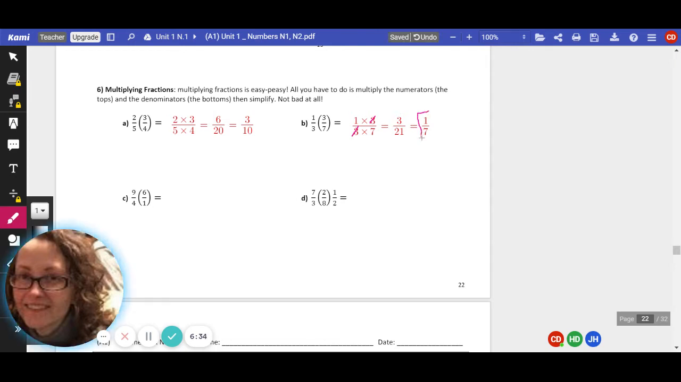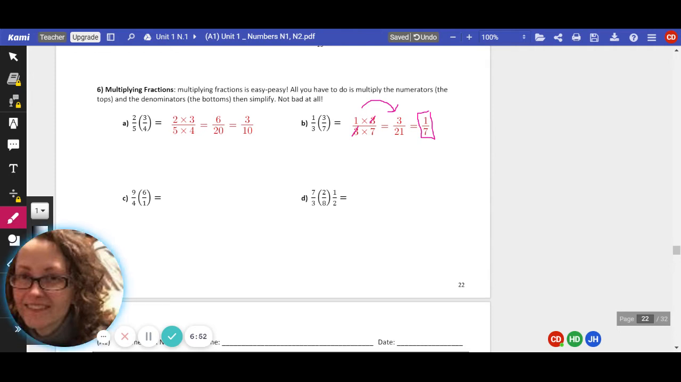And this will leave us with just our 1 over 7. Of course, we could still multiply across, as I did here, and then divide by 3 on both the top and the bottom, and we will still get 1 over 7.